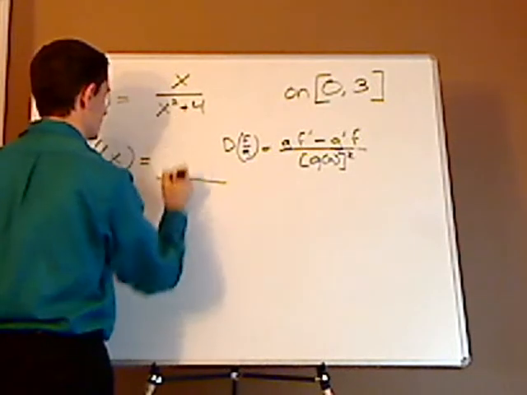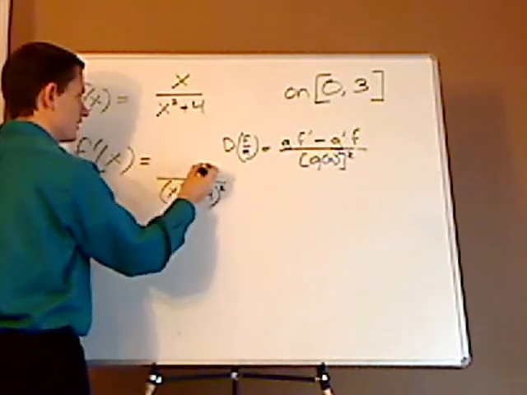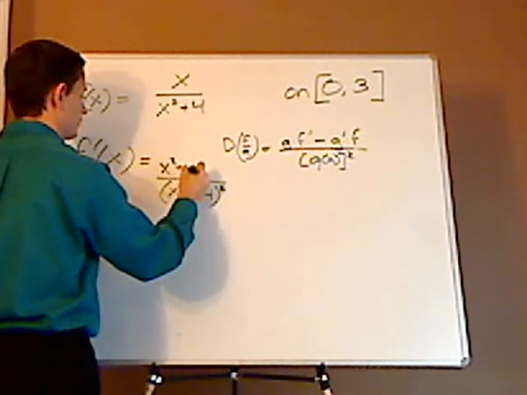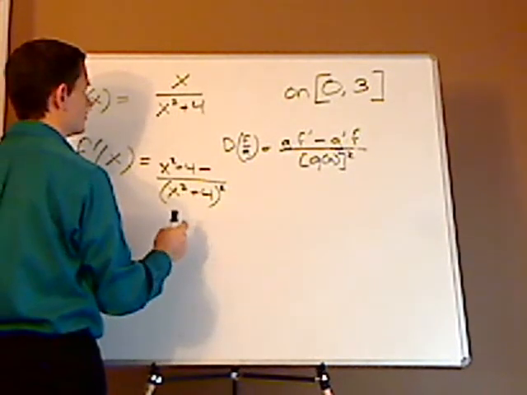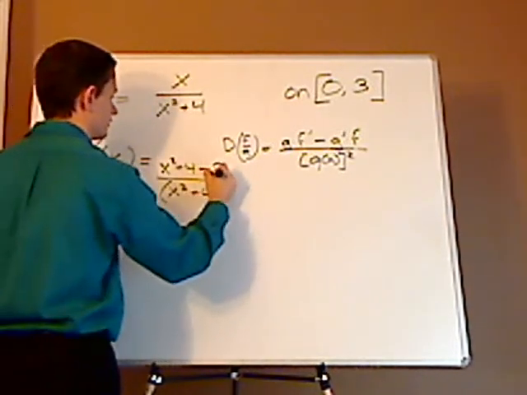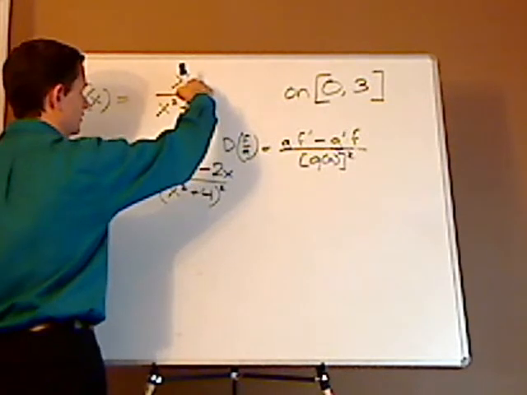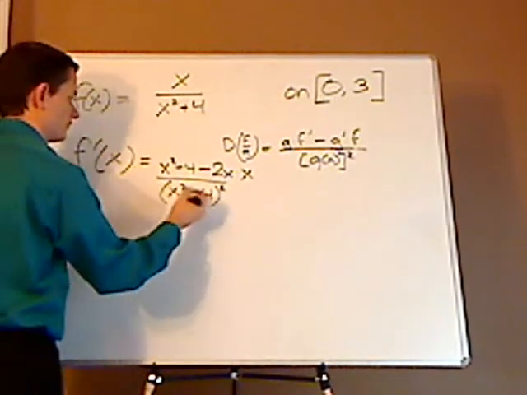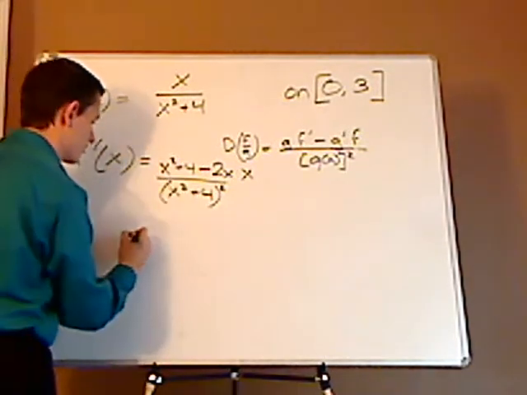Alright, so the bottom is x squared plus 4, and that whole thing is being squared. In the numerator, you have g, which is just x squared plus 4, times 1, so I'm just going to leave it like that. And then you have the derivative of this right here, which is 2x. Now, this is just x. So, on the top, now the bottom, it's impossible for it to be 0, so I'm just going to focus on the top.